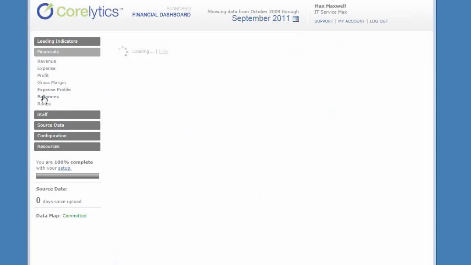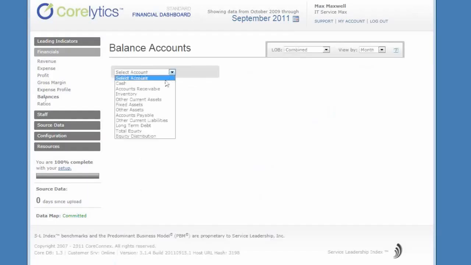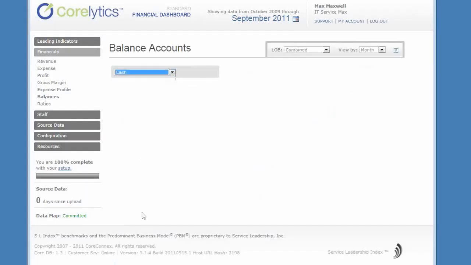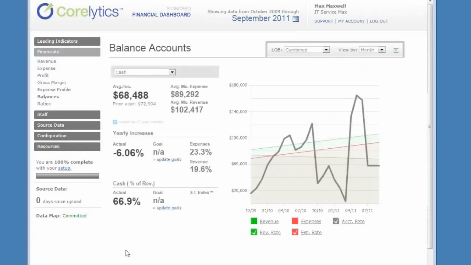The same sort of view is available here for balance accounts. And here you can see your cash position over time. And we're showing here revenue rate line and expense rate line. You can also put in the actuals if you wish.